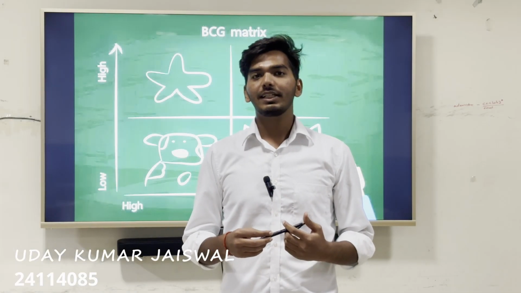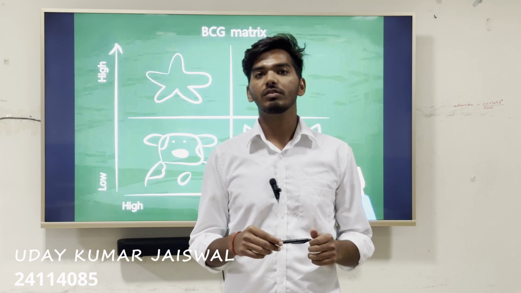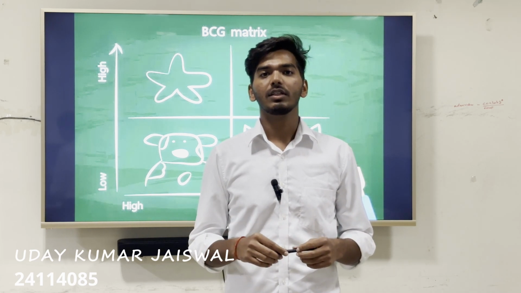Thank you for the excellent explanation of the star quadrant. Now let us move forward to one of the most crucial parts of the BCG matrix, the cash cows.